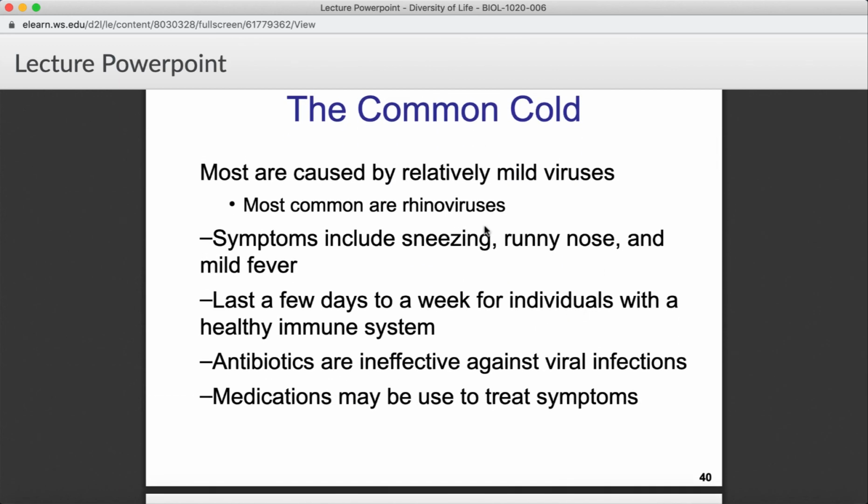The common cold is usually caused by rhinoviruses. Generally speaking, a coronavirus causes symptoms similar to the common cold, though the current strain we have running around right now, COVID-19, is a little worse.